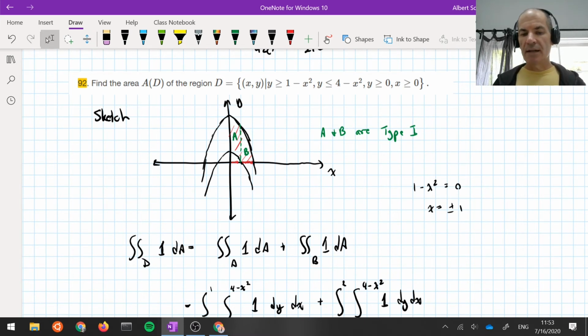There's no reason that I had to do a vertical slice here. I could have done a horizontal slice as well. The reason I didn't is I could see in advance that when I go horizontally and solve for x in terms of y, I'm going to introduce some square roots, and that may give me harder integrals.